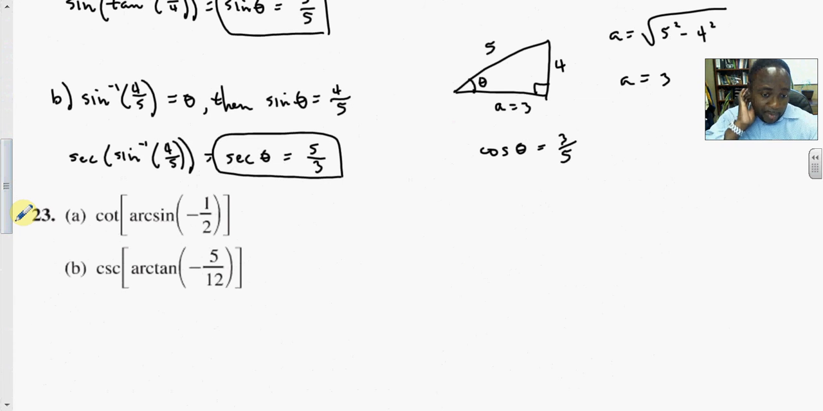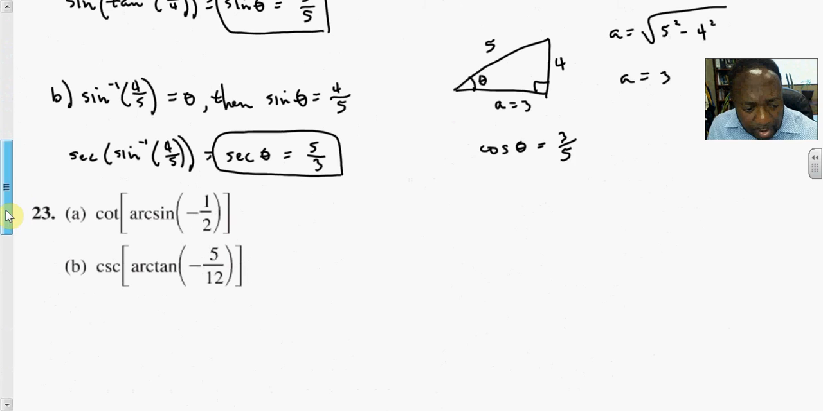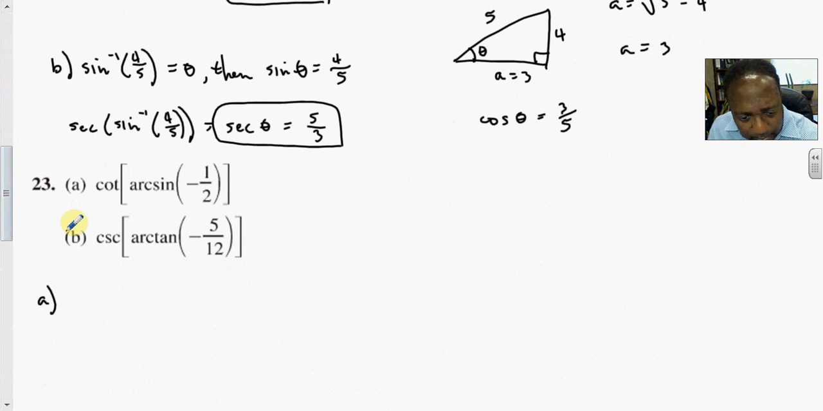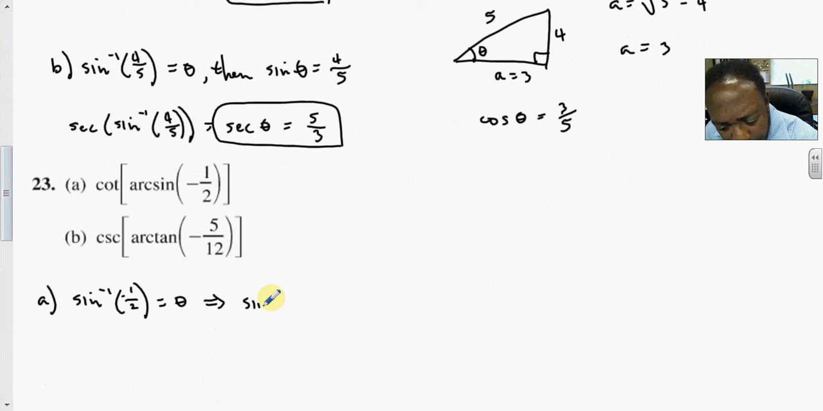The next one, same argument, but what do you do with the negative sign? Well, we keep it consistent. So for part A, let's first look at sine inverse of negative 1 over 2. Let's say this is equal to theta. Then this implies that sine theta is equal to negative 1/2.